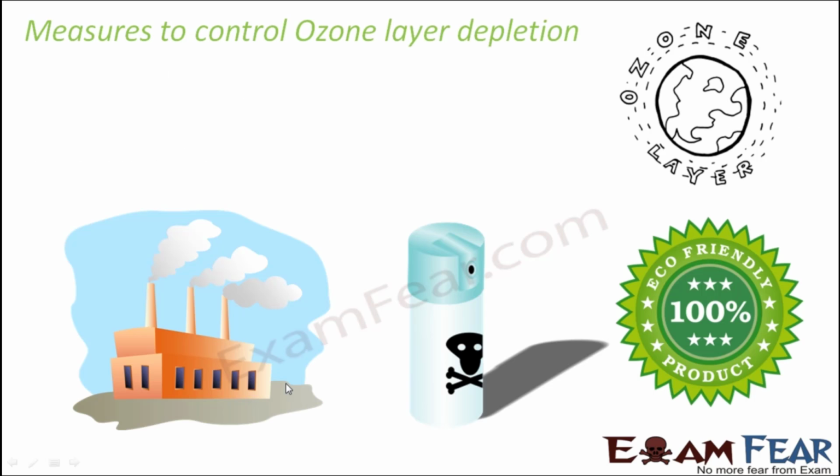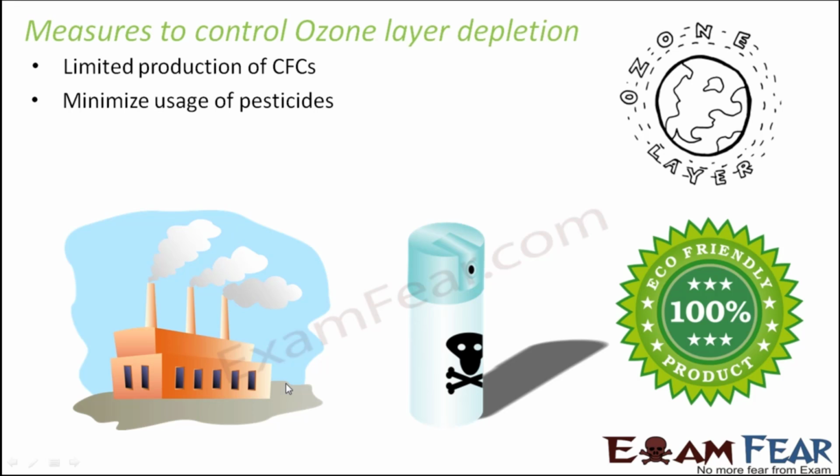So what are the measures to control ozone layer depletion? The first thing is limited production of chlorofluorocarbons. Let us try and see if there could be some substitute that can be used instead of chlorofluorocarbons. If not, at least we should try to minimize the production of chlorofluorocarbons. Minimize use of pesticides, because as I have mentioned before, pesticides have more negative impact than positive impact, especially when you excessively use them. So try to use pesticides as minimally as possible, because pesticides are also harmful to the ozone layer.